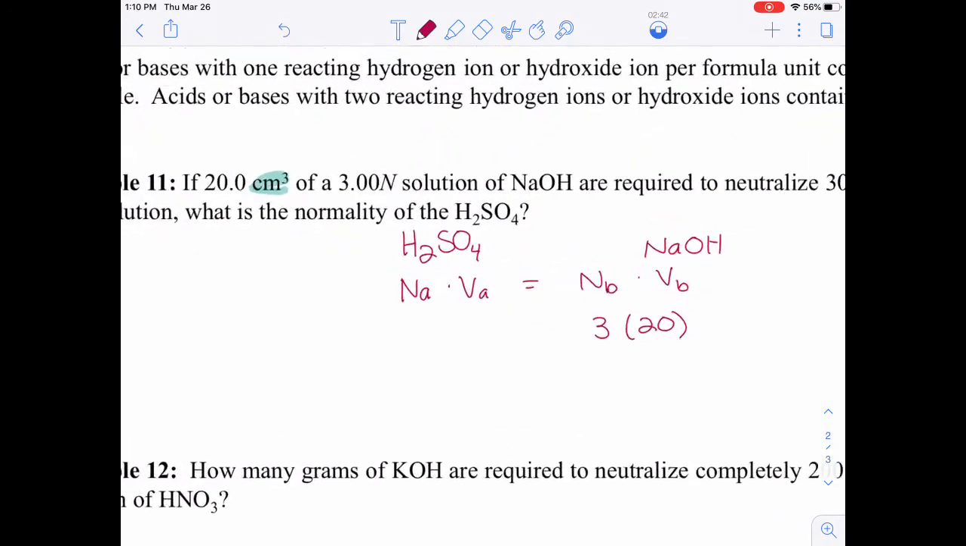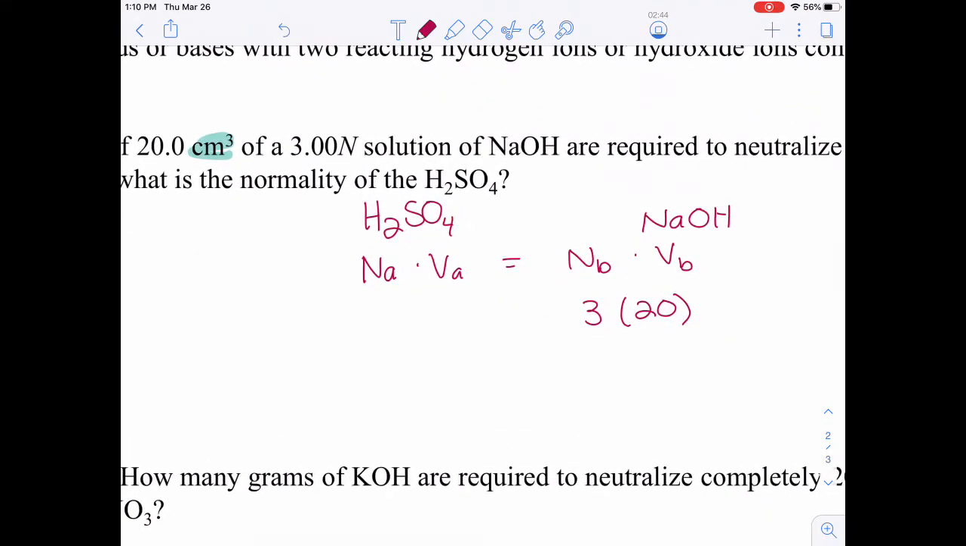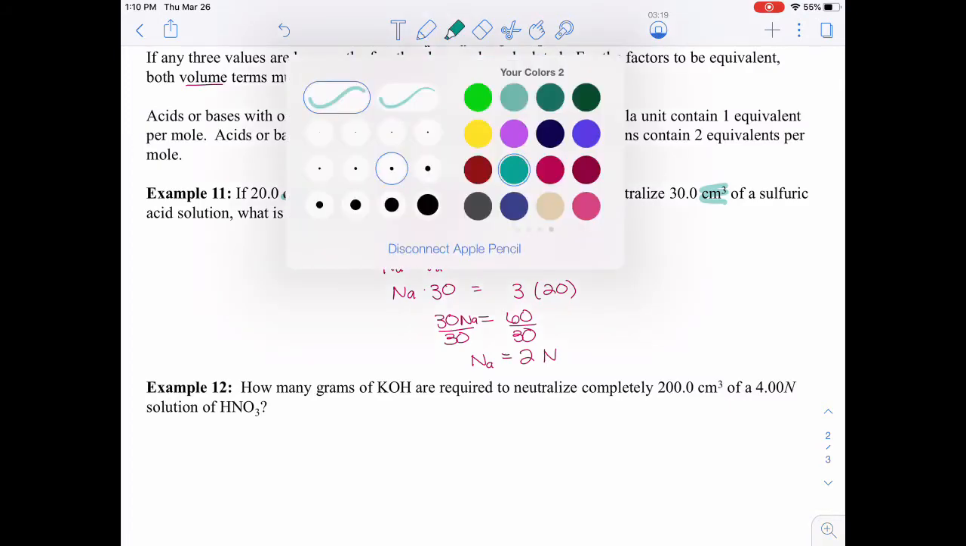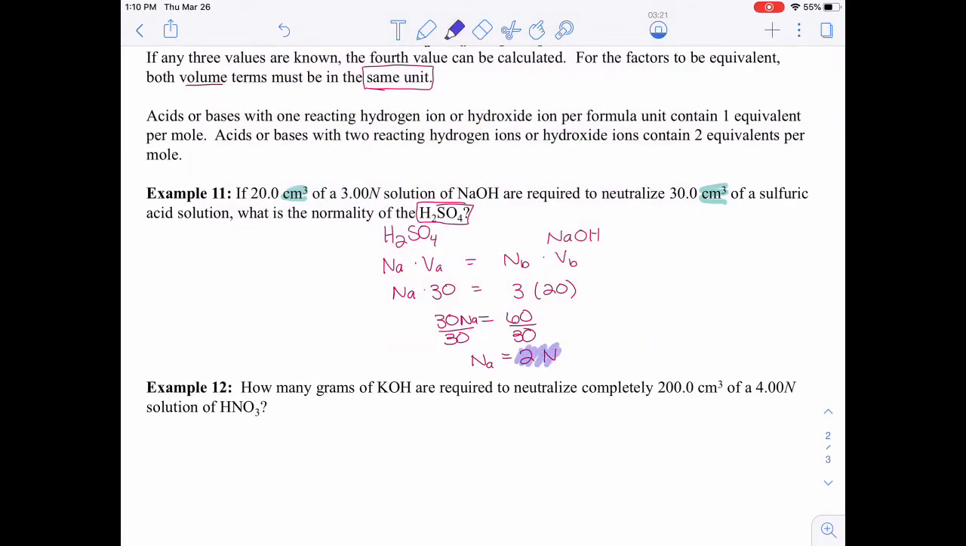What is the normality of the sulfuric acid? Sorry. This is our unknown, and we have 30 cubic centimeters of sulfuric acid. So again, this boils down to an algebra problem. The normality of our acid is 2. And that's all there is to it. I know, we need to do more of these, right?